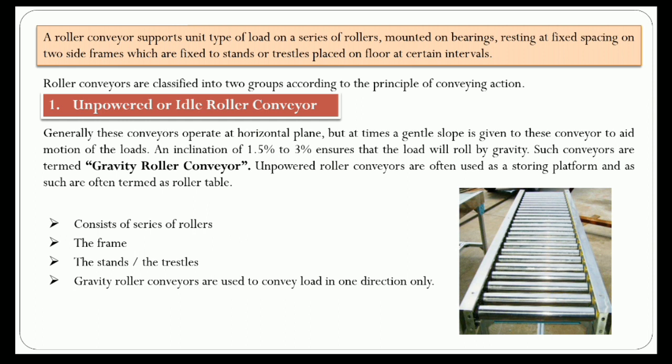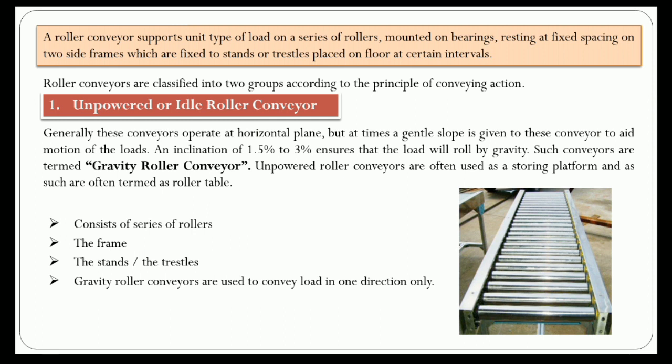This roller conveyor supports unit type of load on a series of rollers mounted on bearings at a fixed spacing on two side frames, which are fixed to stands or trestles placed on the floor at certain intervals. So in case of roller conveyor, the rollers are spaced by a certain gap. Now this essentially conveys unit loads with at least one rigid, near flat surface to touch and maintain a stable equilibrium on the roller.